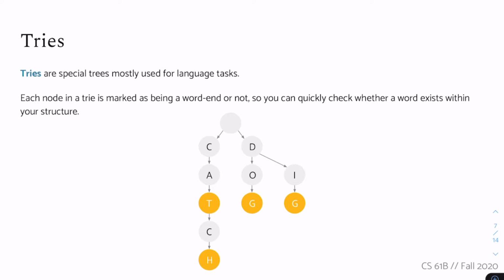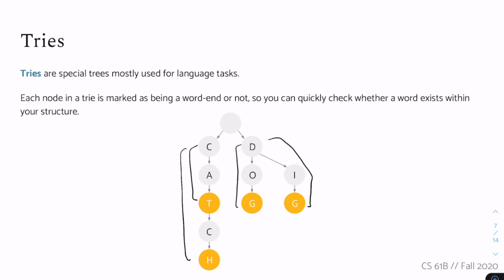So let's talk about some special trees. The first special tree that we're going to talk about is tries. And tries are special trees that are mostly used for language tasks. Each node in a trie is marked as being a word end or not. So in this case, for instance, T is marked because cat is a word. H is marked because catch is a word. G is marked because dog is a word. And this other G is marked because dig is a word. And so this allows you to quickly check whether or not a word exists within your structure.